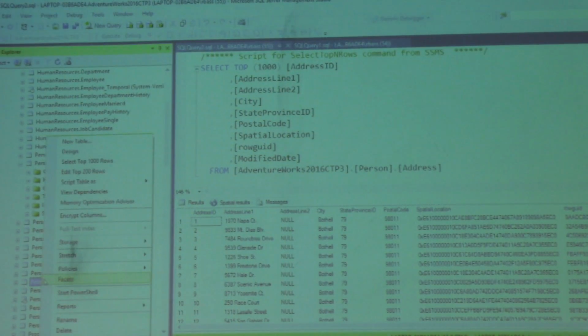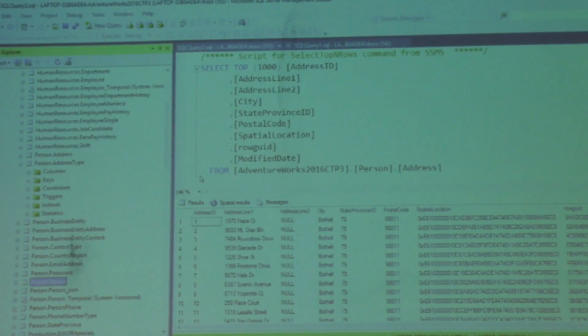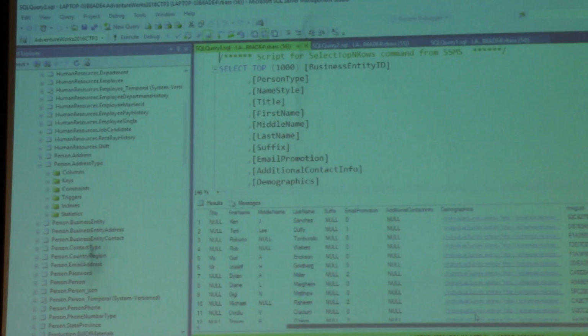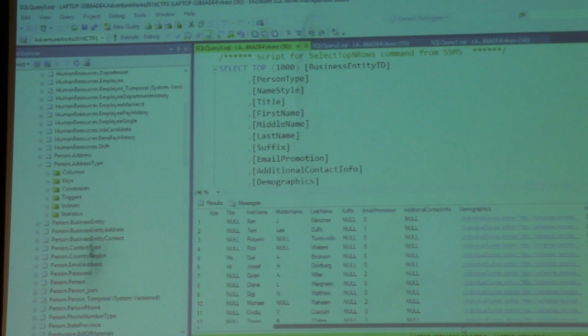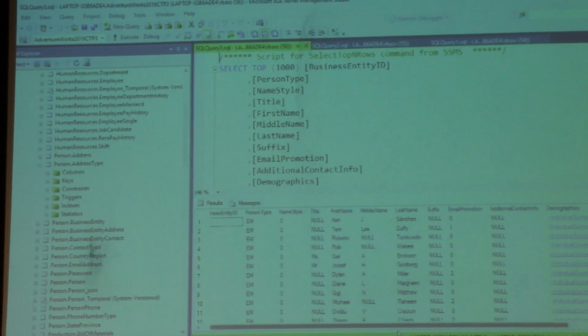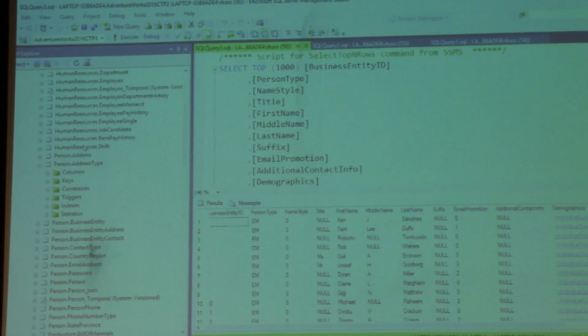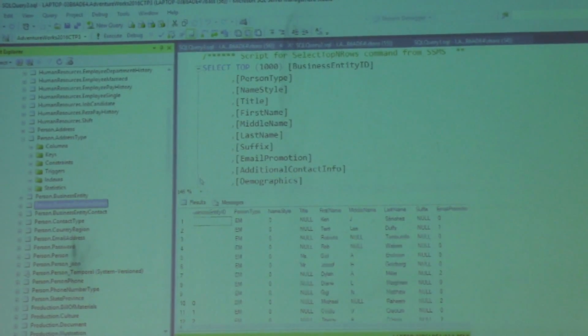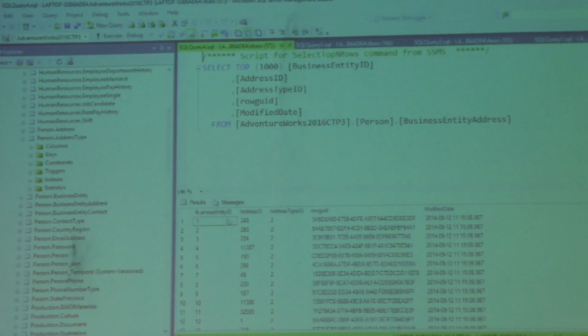Where is this person? From Person.Person. The title is here. Address type, four tables. Person, business entity address, and then address type. Just join business entity, address ID, address type. The shipping address is 5 for address type.